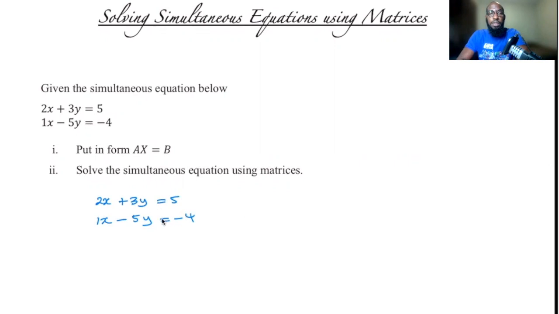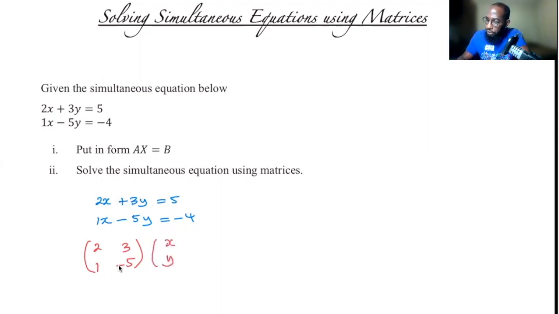All right, so this is a simultaneous equation. We have to put it in this form. So to put it in that form simply means, the first thing I do is simply write the numbers alone without the letters. So I have 2, 3. I don't put the plus 3 because the plus is understood. So I have 2, 3, 1, negative 5.